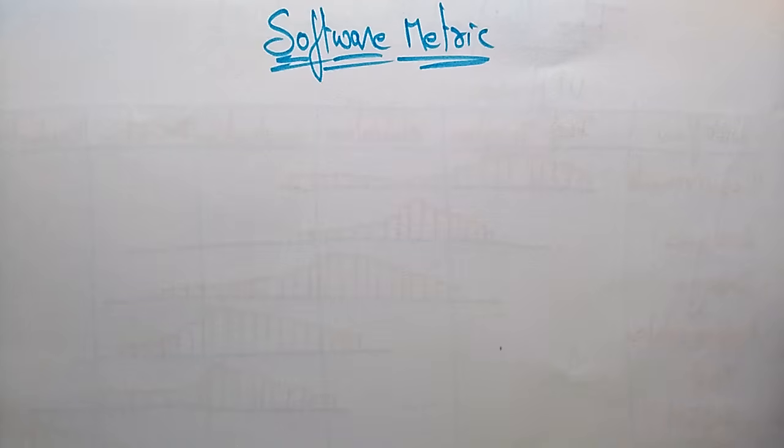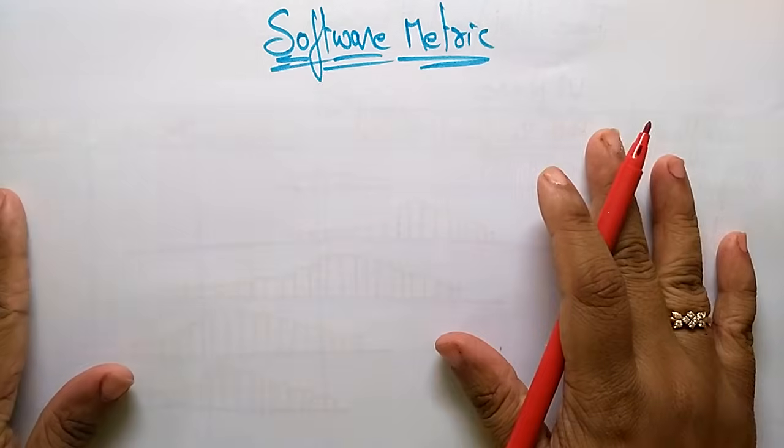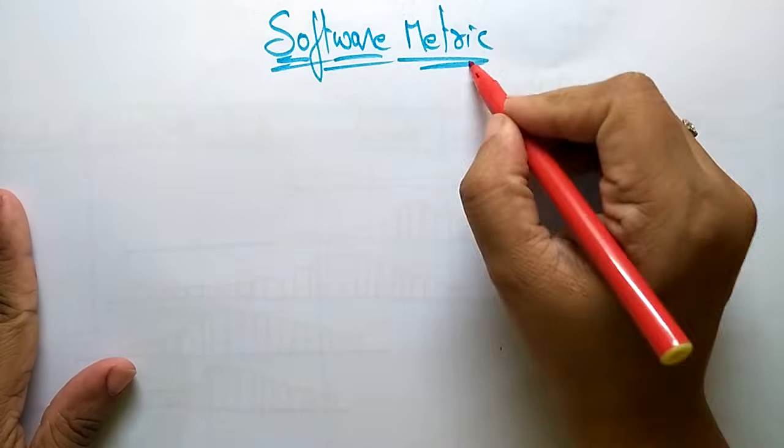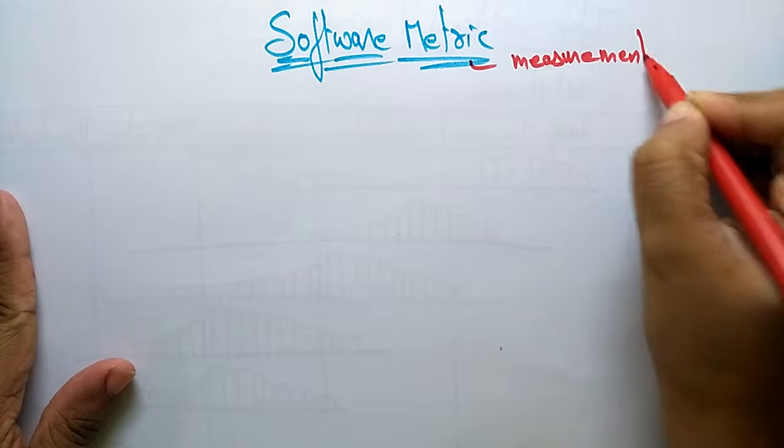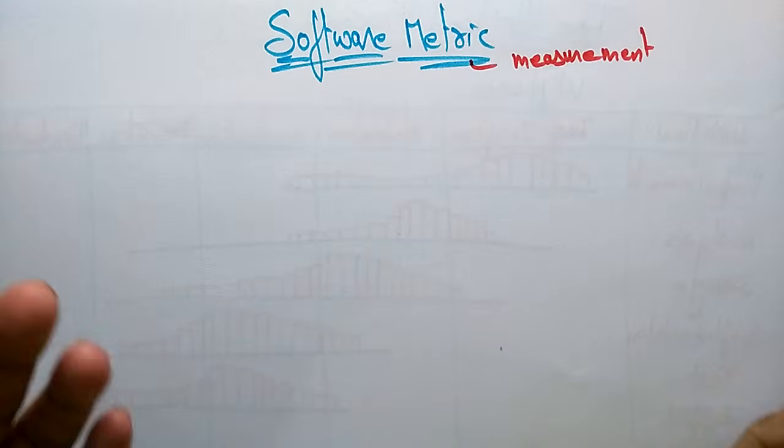Students, coming to the next topic, that is a software metric. So what is a software metric? A metric is nothing but we call it a measurement. It's just a measurement. So we'll get a doubt: how can we measure a software?